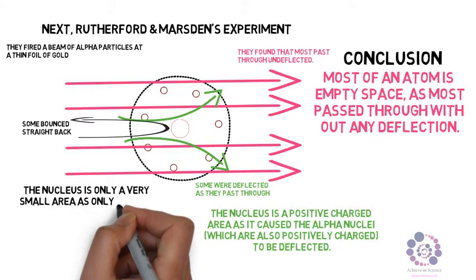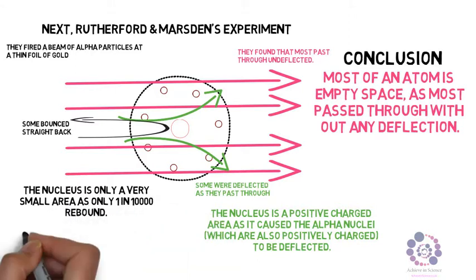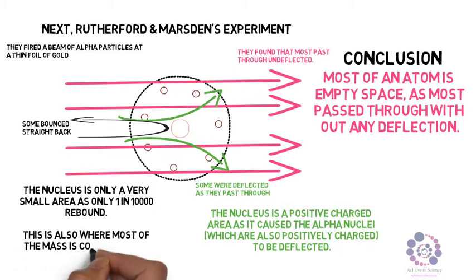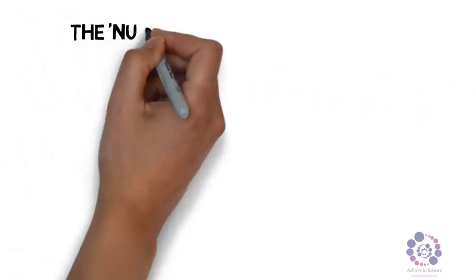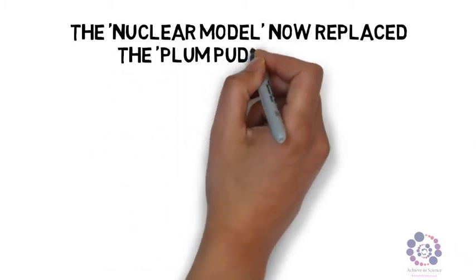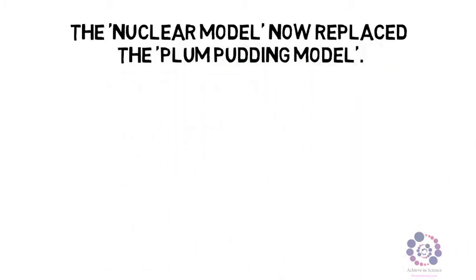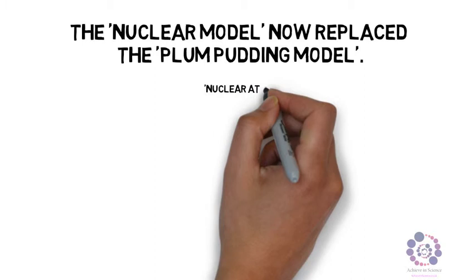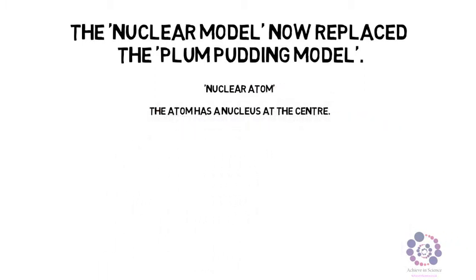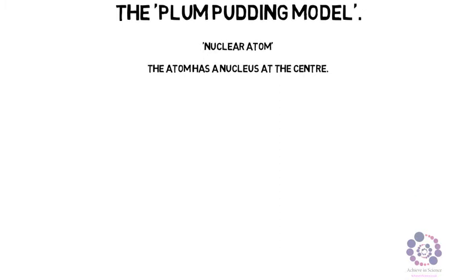The conclusion that was drawn from them bouncing straight back was that they collided with the nucleus, which is a very small area. In actual fact, only 1 in 10,000 actually rebounded, and this is where the mass is thought to be concentrated. After this, the nuclear model replaced the Plum pudding model. The nuclear atom is where the atom has a nucleus at the centre.